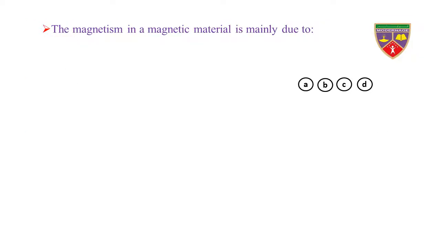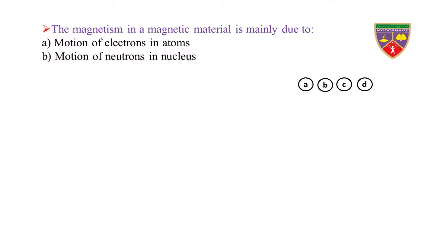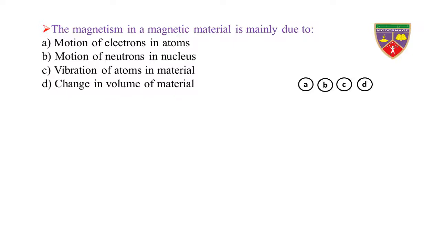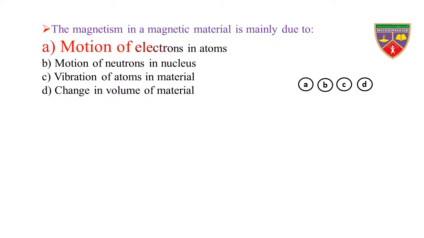The magnetism in a magnetic material is mainly due to option A, motion of electrons in atoms, option B, motion of neutrons in nucleus, option C, vibration of atoms in material, option D, change in volume of material. The key is motion of electrons in atoms. Therefore, the correct option is A.